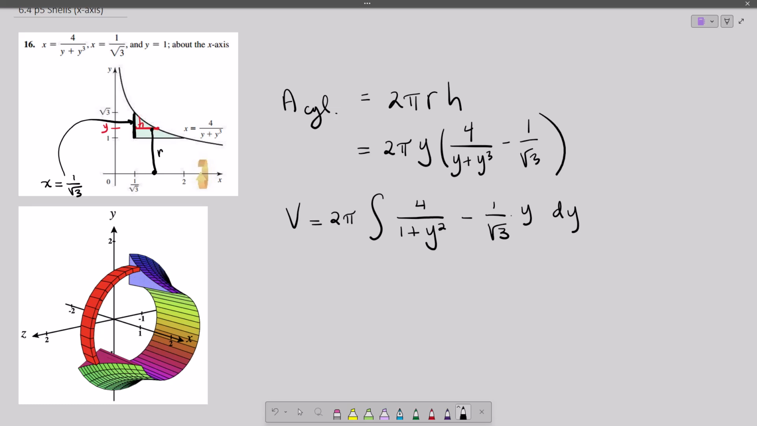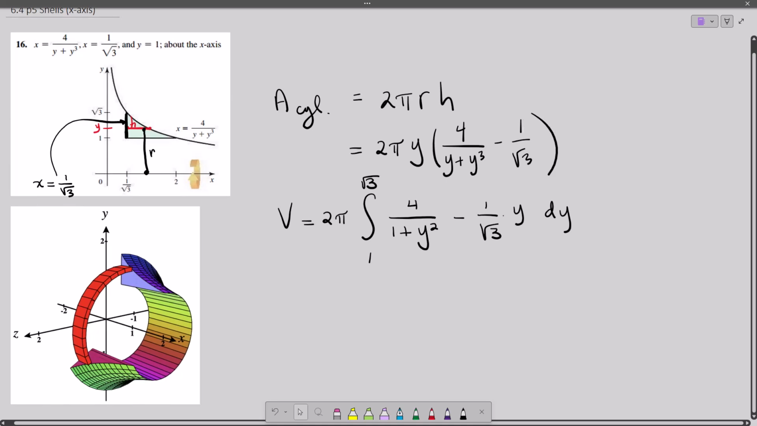The element is always perpendicular to the interval that you're integrating on, because no matter where you draw this red representative rectangle, it's got to be in the interval that you're integrating on. So there's cylinders from 1 up until root 3. So our limits of integration are going to come from the y-axis, 1 to root 3. There we go.